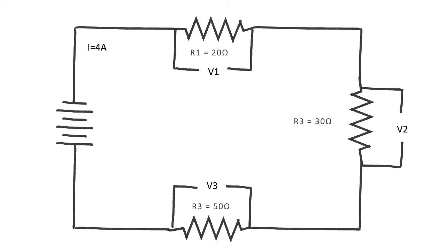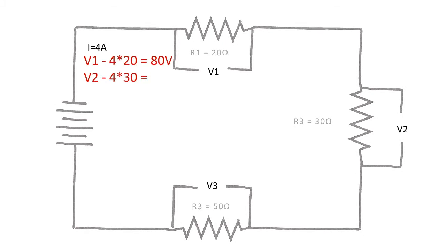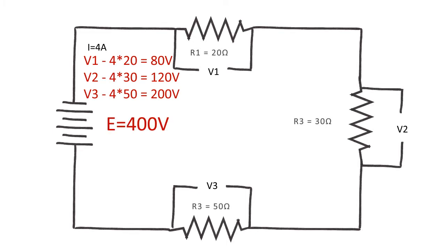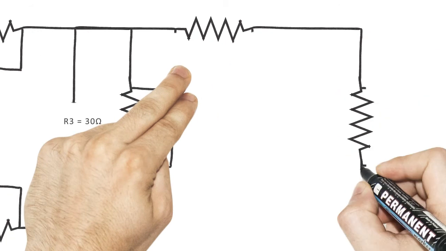Ohm's law shows we multiply the current by the resistance. We do this at each resistor. We can see that V1 is 80 volts, V2 is 120 volts, and V3 is 200 volts. This means our power source is 400 volts. Let's look at another example.